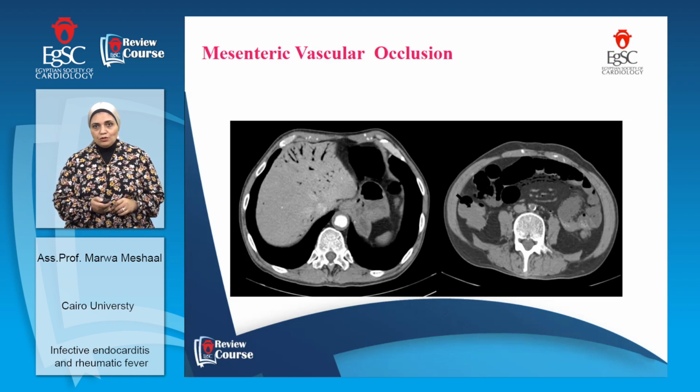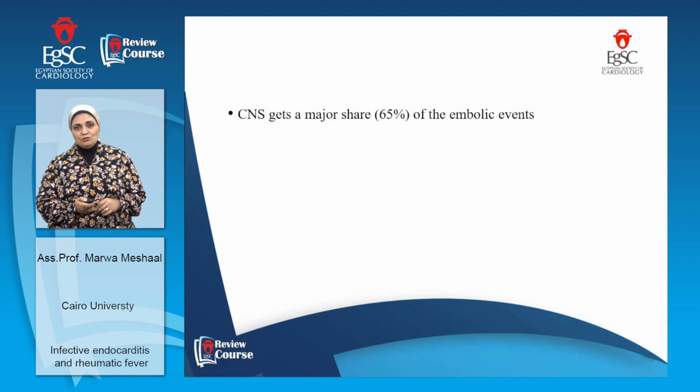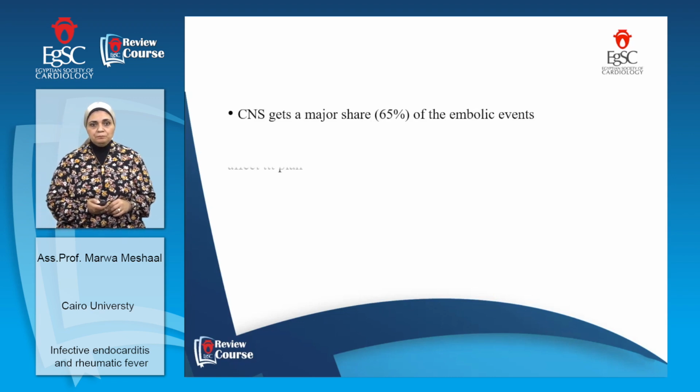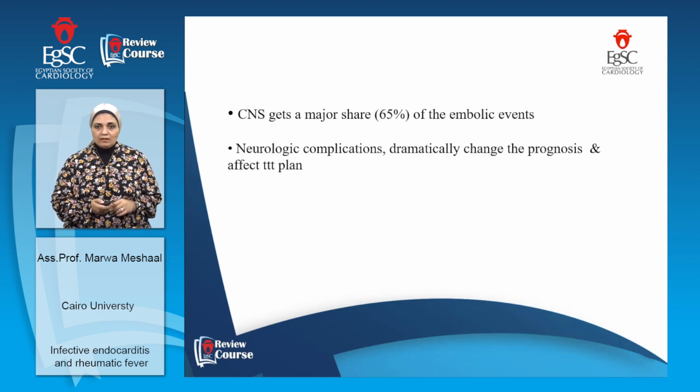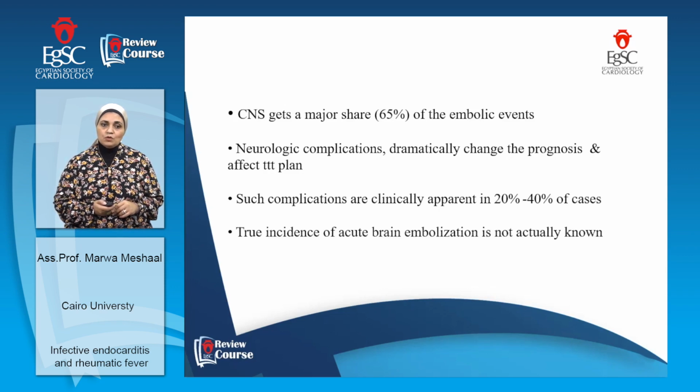Mesenteric vascular occlusion also can be suspected when you find such multiple areas of air fluid levels. What about CNS imaging? CNS gets a major share of the embolization events of infective endocarditis. It's stated like 65% of the embolic events will occur to the brain. Most of them are asymptomatic, and unfortunately, many of them will symptomatize very late, after it's critical or sometimes fatal, particularly the intracranial mycotic aneurysms which rupture.